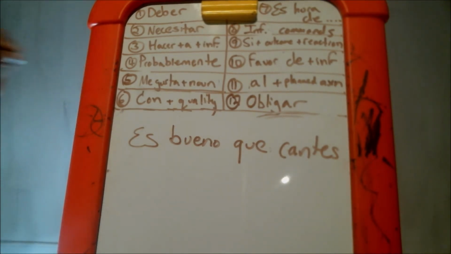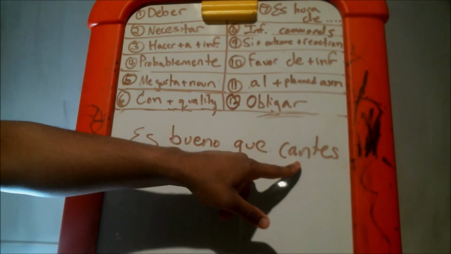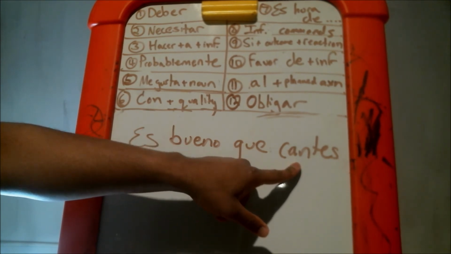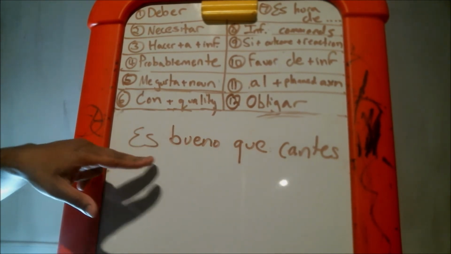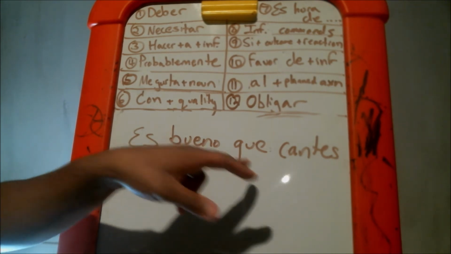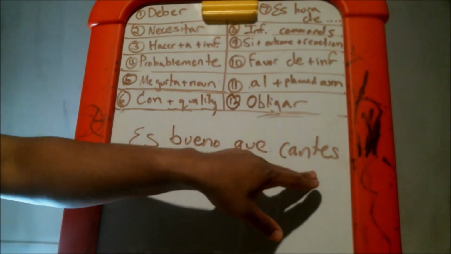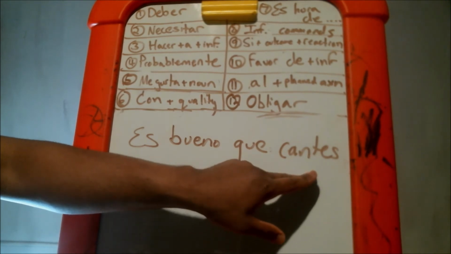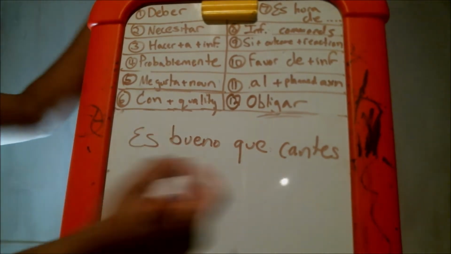Now, the phrase that I am expressing approval or disapproval of, that verb is in the subjunctive, okay? I could say, es malo que cantes. Or es bueno que cantes. Is good that you sing, is bad. If I'm giving some sort of approval or disapproval of something, I would say it is good that or it is bad that, and whatever verb I'm criticizing, the verb that's being criticized goes in the subjunctive, okay?